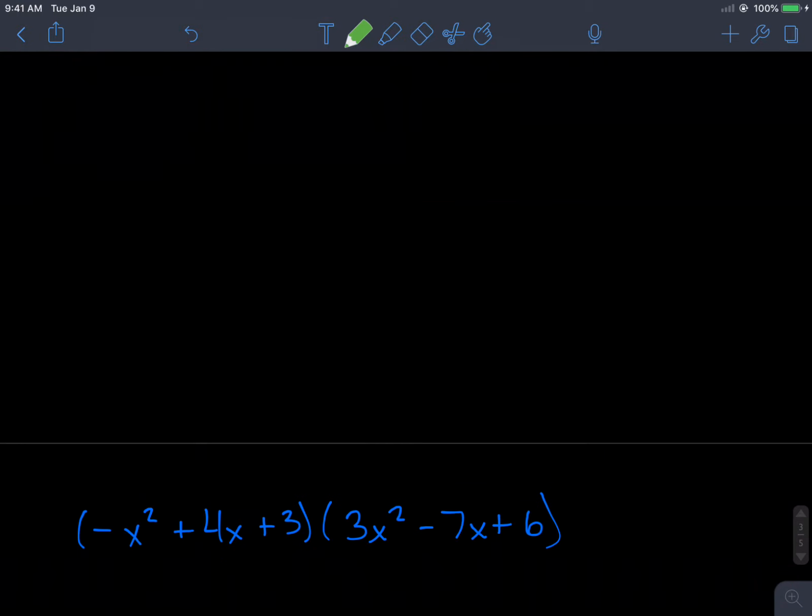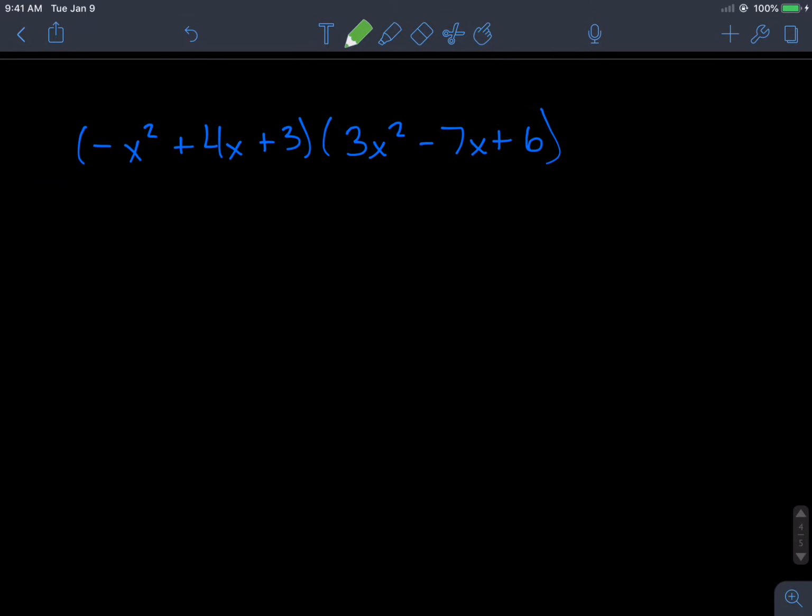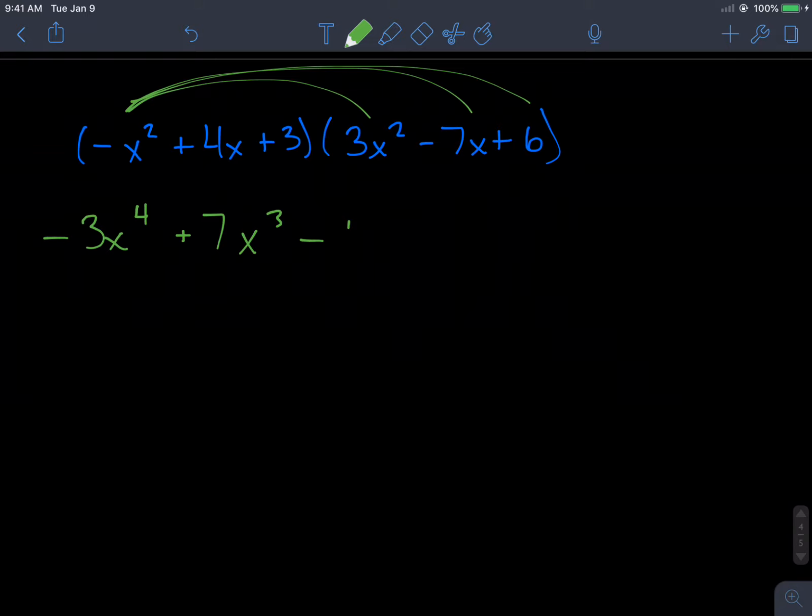One last example, just a little bit bigger than either of the others that we've done. Now we just have 3 terms in each of them. So we start out by sending negative x squared to each term. So negative x squared times 3x squared is a negative 3x to the 4th. Send that to the second term. That's a positive 7x cubed. And send it to our third term, and that's going to give us a negative 6x squared. So we're done with that one.